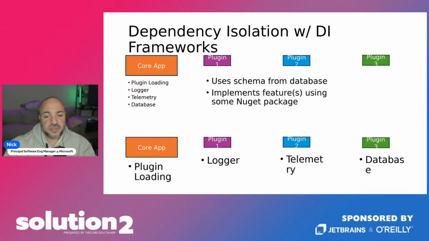So in this bottom one, what I'm showing here is instead of having the core application provide things like logging, I actually have a plugin that provides the logging. I have a plugin that provides the telemetry. And then on top of that, it would also, I didn't have enough space, but it would also provide the features from the other plugins. This way, my core application becomes so light that there's almost nothing inside of it except for plugin loading.